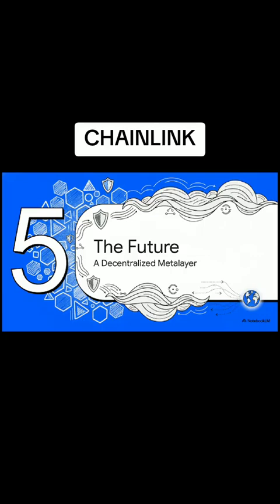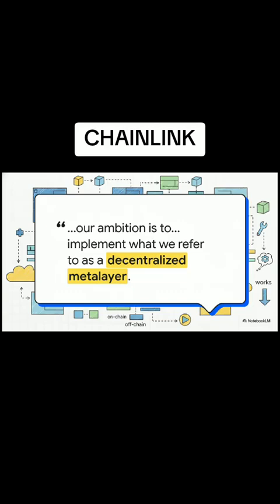So, when you put it all together, scaling, confidentiality, fairness, and this new level of security, where does this all lead? Well, the white paper paints this incredible long-term vision of what they call a decentralized meta layer. The whole point is to eventually hide all of this crazy complexity from developers. And I love this quote because it comes straight from the source. Their ambition is a decentralized meta layer.